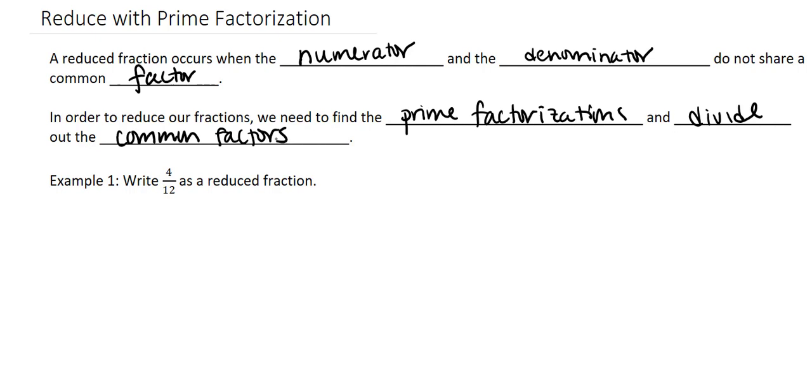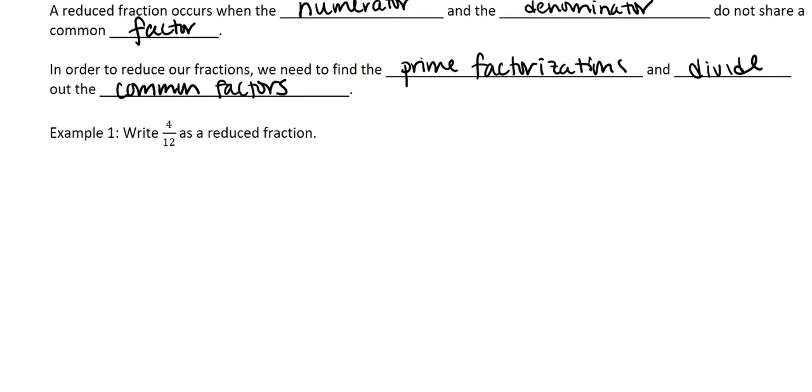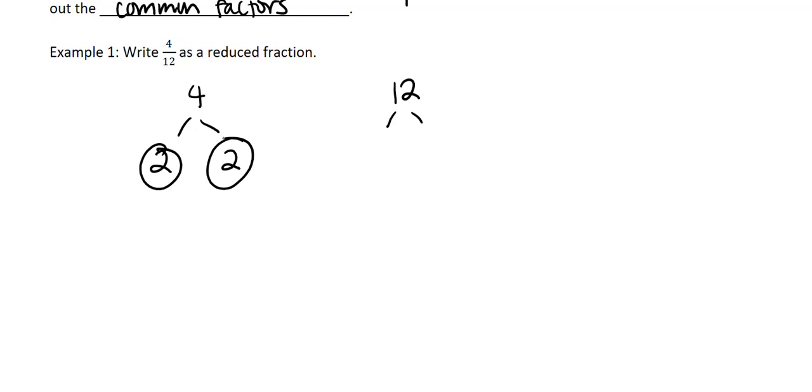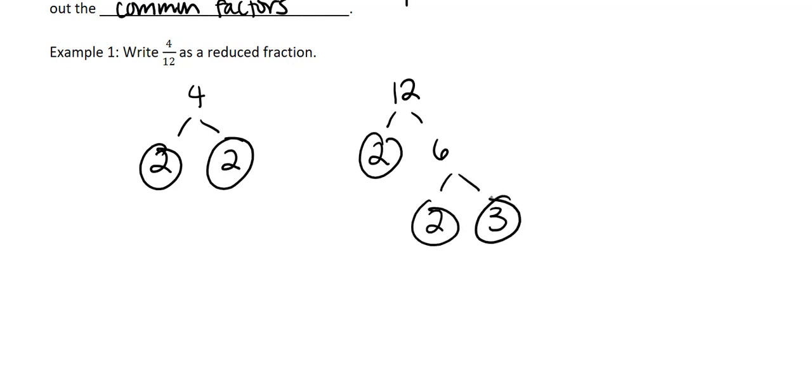So let's go ahead and look at the first example. We're going to write 4 twelfths as a reduced fraction. We're going to find the prime factorization of both. I'm going to use a factor tree. Well, 4 can just go 2 and 2, and that would be the prime factorization for that. 12 is 2 times 2 times 3.